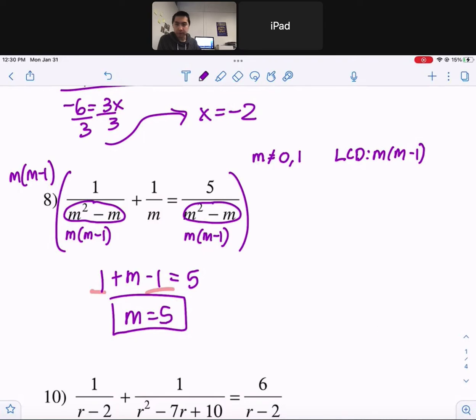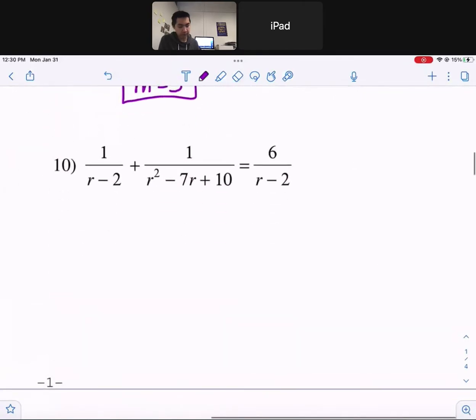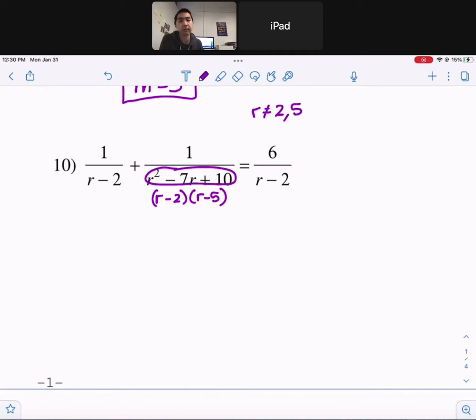Okay, so there's that. Number 10. So we need to factor this, so we're going to get r minus 2 times r minus 5. So first, r cannot be 2 and it cannot be 5, because it'll make the denominator equal to 0. So the LCD is r minus 2 times r minus 5.